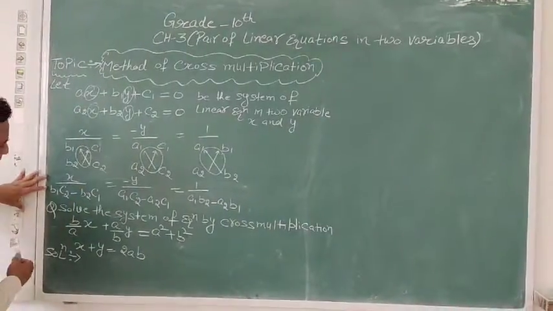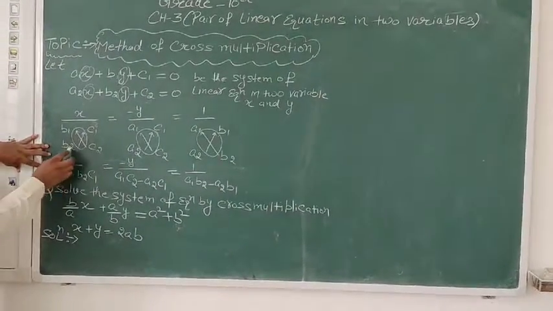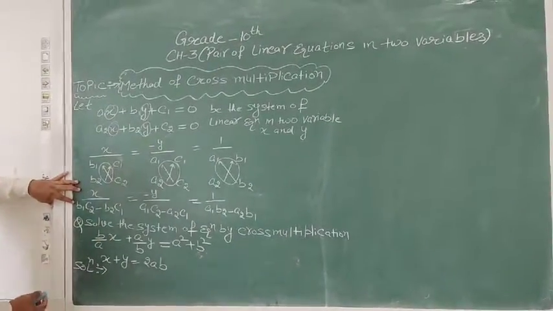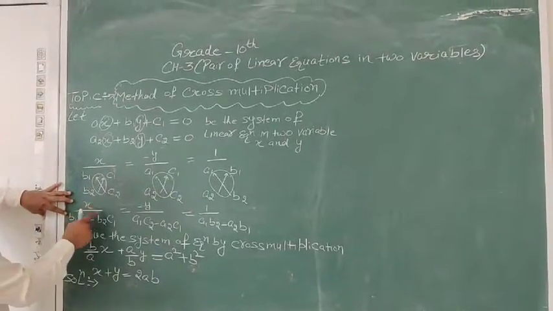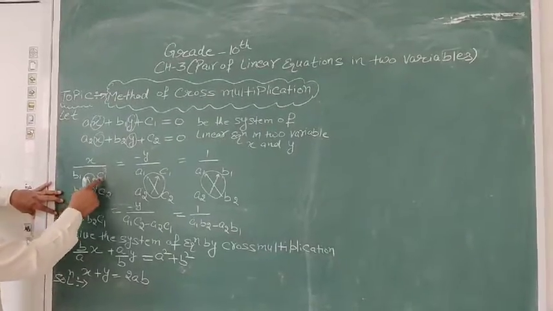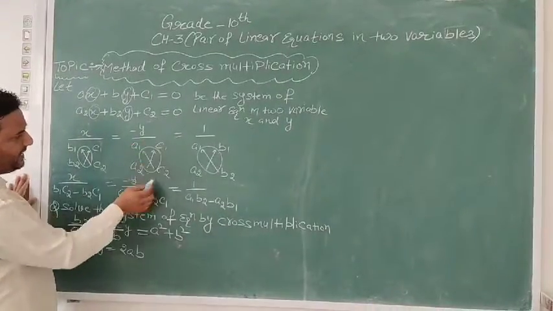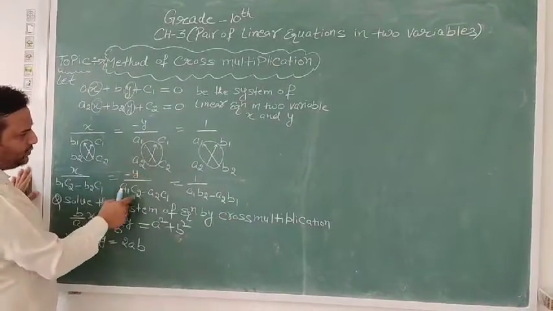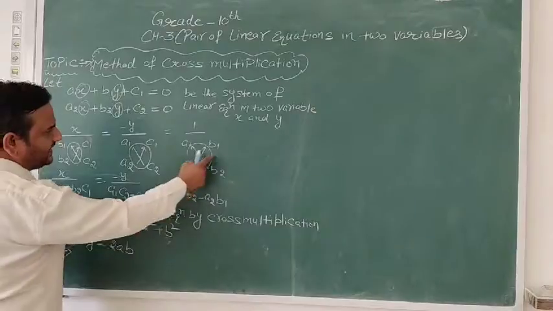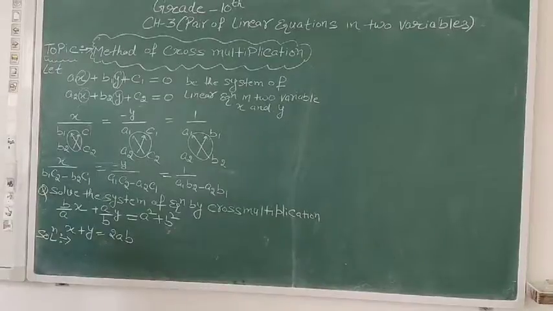So see what comes out from this: x upon b1 c2, I am writing b1 c2, then b2 into c1. But the main thing that you have to remember is that there is a negative sign between them. When we multiply these two, then subtract, this minus this, it is equal to minus y upon a1 c2 minus a2 c1, is equal to 1 upon a1 b2 minus a2 b1. So students, this is your actual formula for the cross multiplication method.